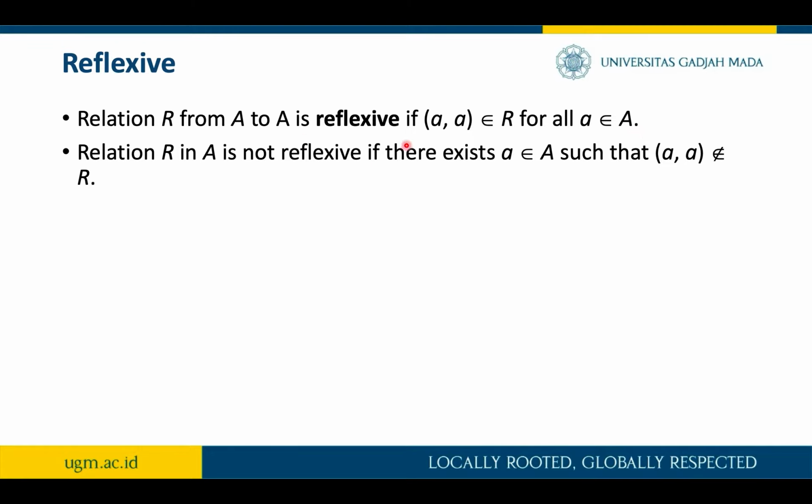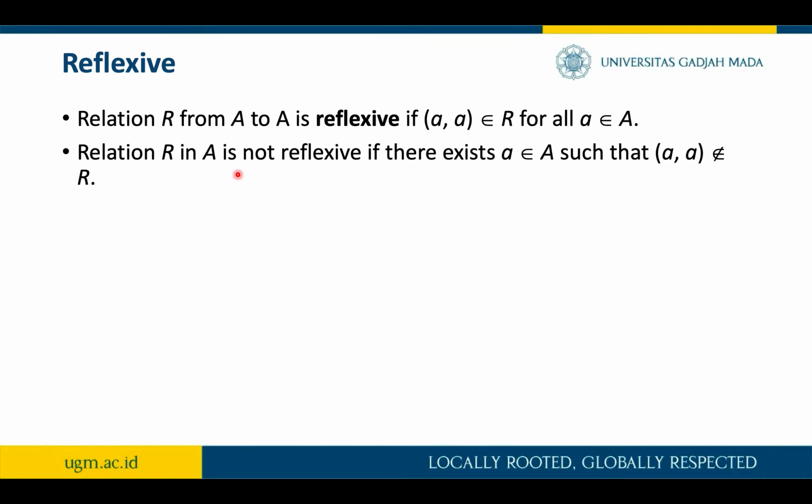So in this case, for each of the members of set A here, a element of set A, then it will be related to itself. (a, a) means that a is related to a. Of course, the two elements should be the same here, a equals a. So this is what the reflexive property means. We will see the example later on.